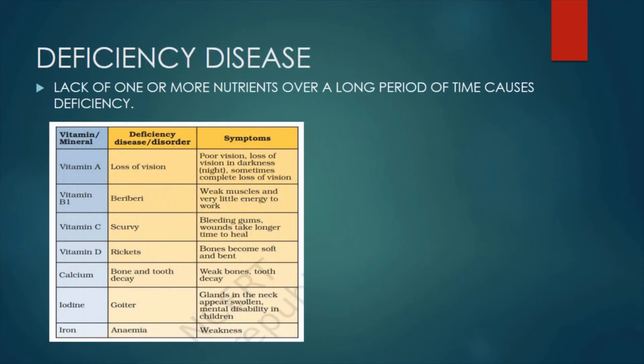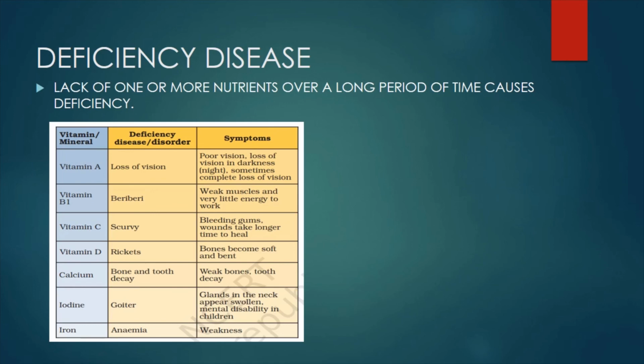Now we have come to our final topic, deficiency disease. Deficiency disease occurs to a person when he lacks one or more nutrients over a long period of time. Now let's see some of the deficiency disorders caused by deficiency of vitamins and minerals. For example, vitamin A deficiency leads to poor vision and night blindness. Sometimes it causes permanent loss of vision.